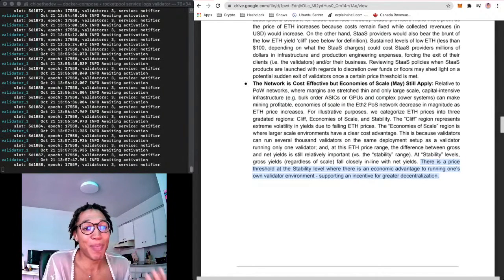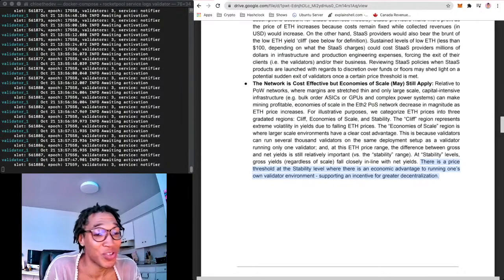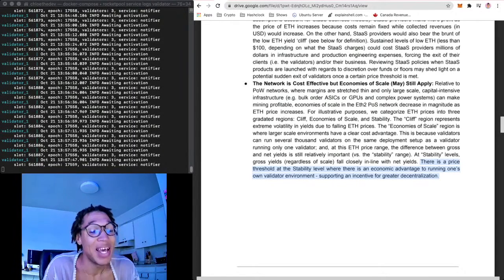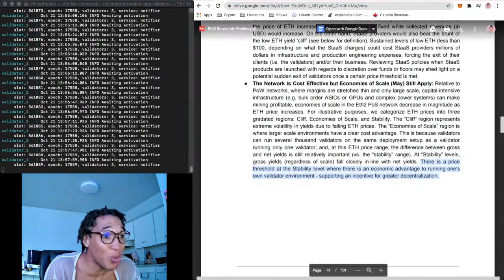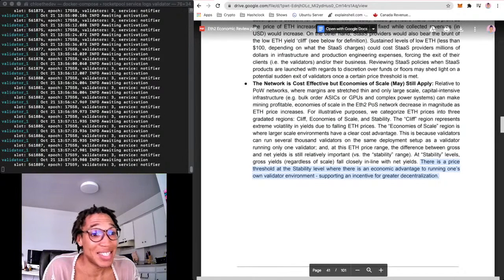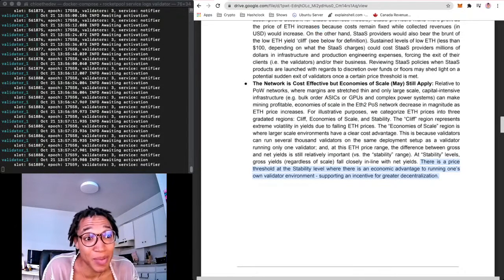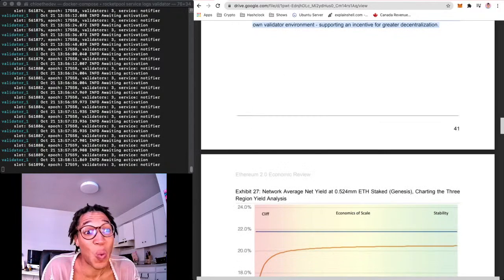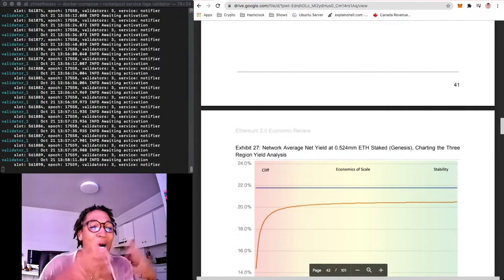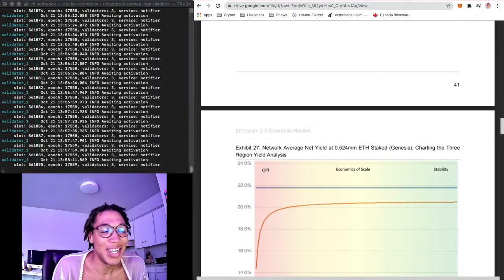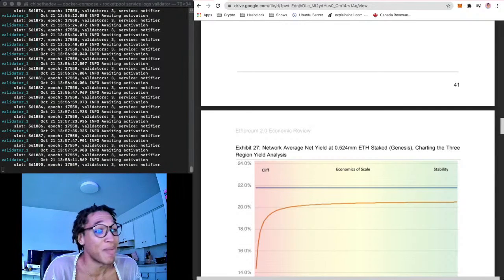I'm not purchasing ETH for some economic investment. I'm not purchasing it for some get rich quick scheme. It is solely for this line right here, so that eventually I can stake ETH at a price where I'm economically incentivized to stay decentralized and run one validator and help the rest of the network, and it works out. So that is a goal I hope we get to, and I'm very excited for it.